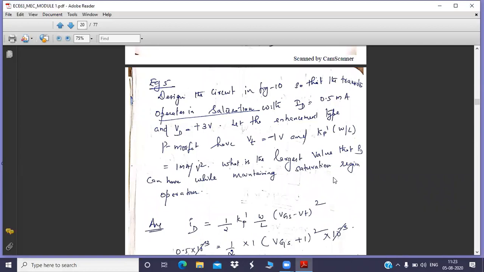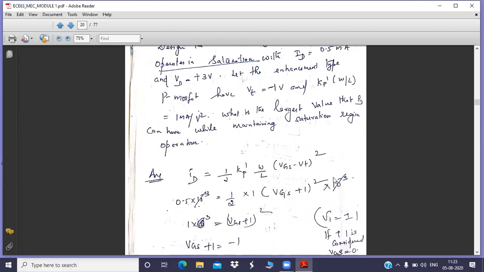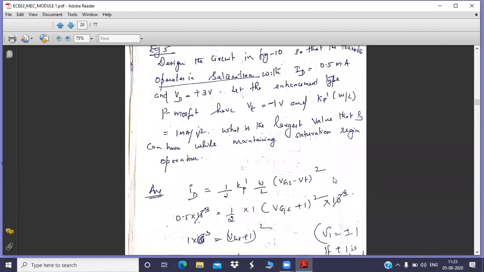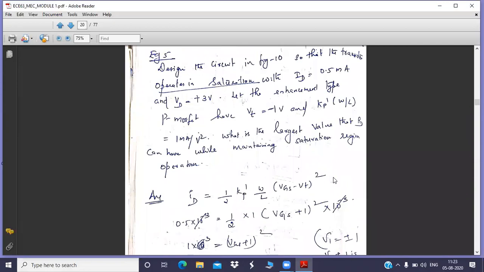Next, going to the next example. Design the circuit in figure 10. This is your figure. Design the circuit in figure 10 so that the transistor operates in saturation. Here, the main advantage is that it is already specified in the question that the region of operation is saturation, so you are not going to check the condition. Unlike the previous problems from example 1 to example 4, where you identified the region of operation and then proceeded with the given conditions to solve the unknown parameters.